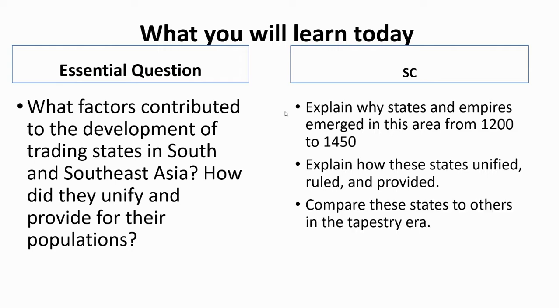After we're done with that, we're going to work on comparing these states. When we look at the big picture, how can we find similarities and differences in how these states of the tapestry unified, ruled, and provided for their population?